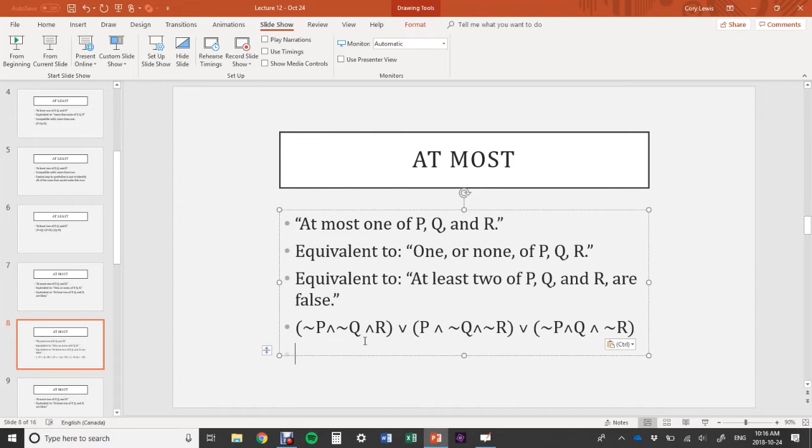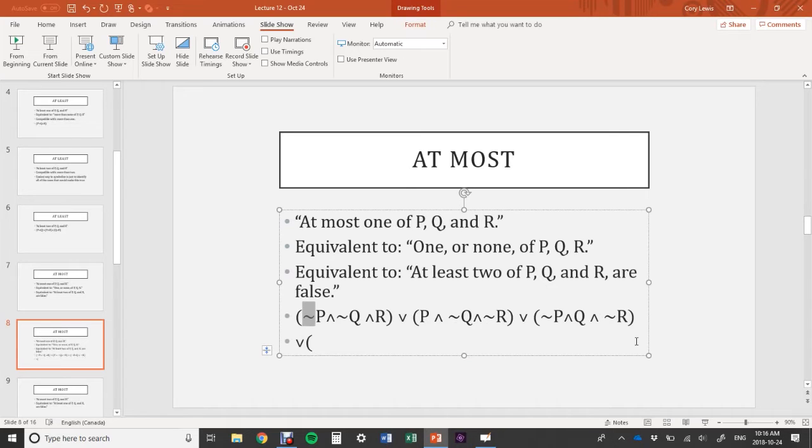Yeah? But it says at most, so isn't it also possible that none of them are true? That's right. So what we'd have to add here is "or" all three are false. So not Q and not R and not P. Does that make sense now? So either two of them are false or all three of them are false.